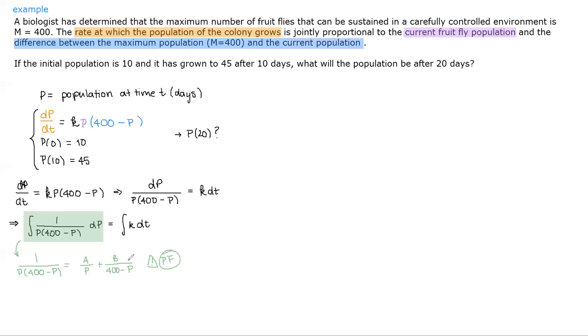Okay, so what we'll do is first put the right-hand side on the same denominator and then find the values of A and B. So this is going to be A times (400 minus P) plus B times P. And the whole thing will be on the same denominator, which is now going to be P times (400 minus P). And this, of course, we want to make equal to 1 over P times (400 minus P).